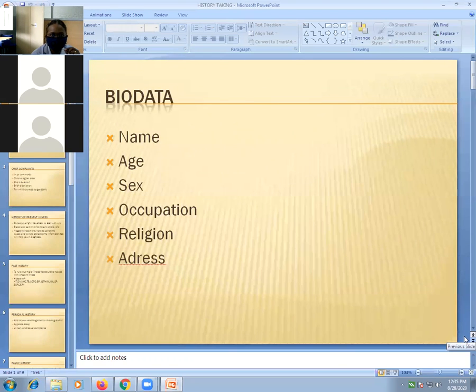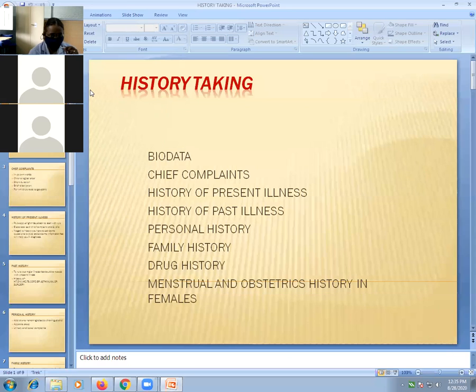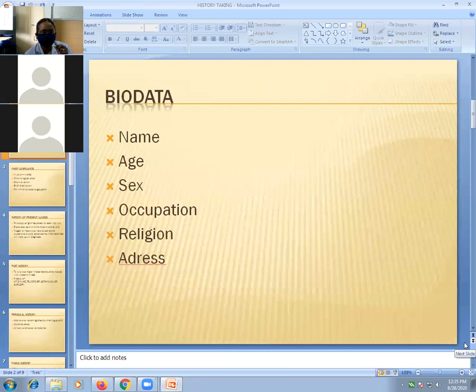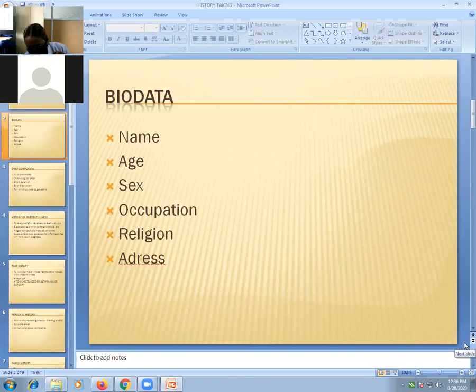The history taking: Biodata. Chief complaint. History of present illness. History of past illness. Personal history, family history, drug history, menstrual and obstetric history. So in biodata: name, age, sex, occupation, religion, and address, each one having its own significance.